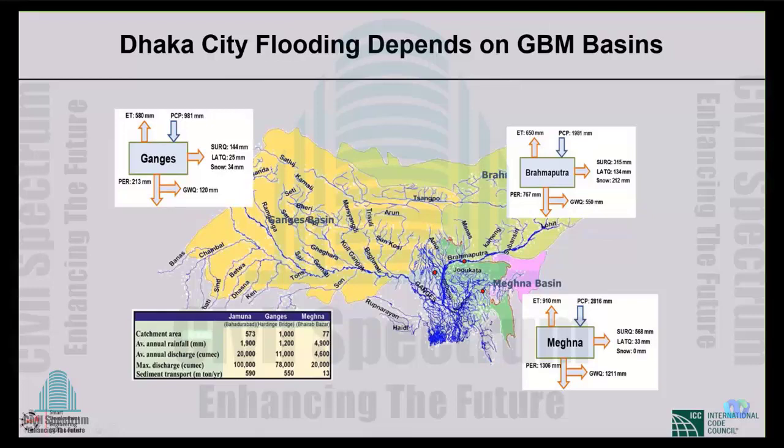Here is an example of Dhaka city, but Dhaka city flooding depends on three major rivers, the Ganges, Brahmaputra and Meghna system. Even though the Ganges system area is twice as big as the Brahmaputra, the flow of the Brahmaputra is double that of the Ganges. So it does not mean that a big area gives more flow; you get flow because of rainfall, almost 2,000 in the Brahmaputra, around 1,000 in the Ganges basin, and 3,000 to 4,000 in the Meghna basin. Why am I telling this? Because there is a variation you have to understand.